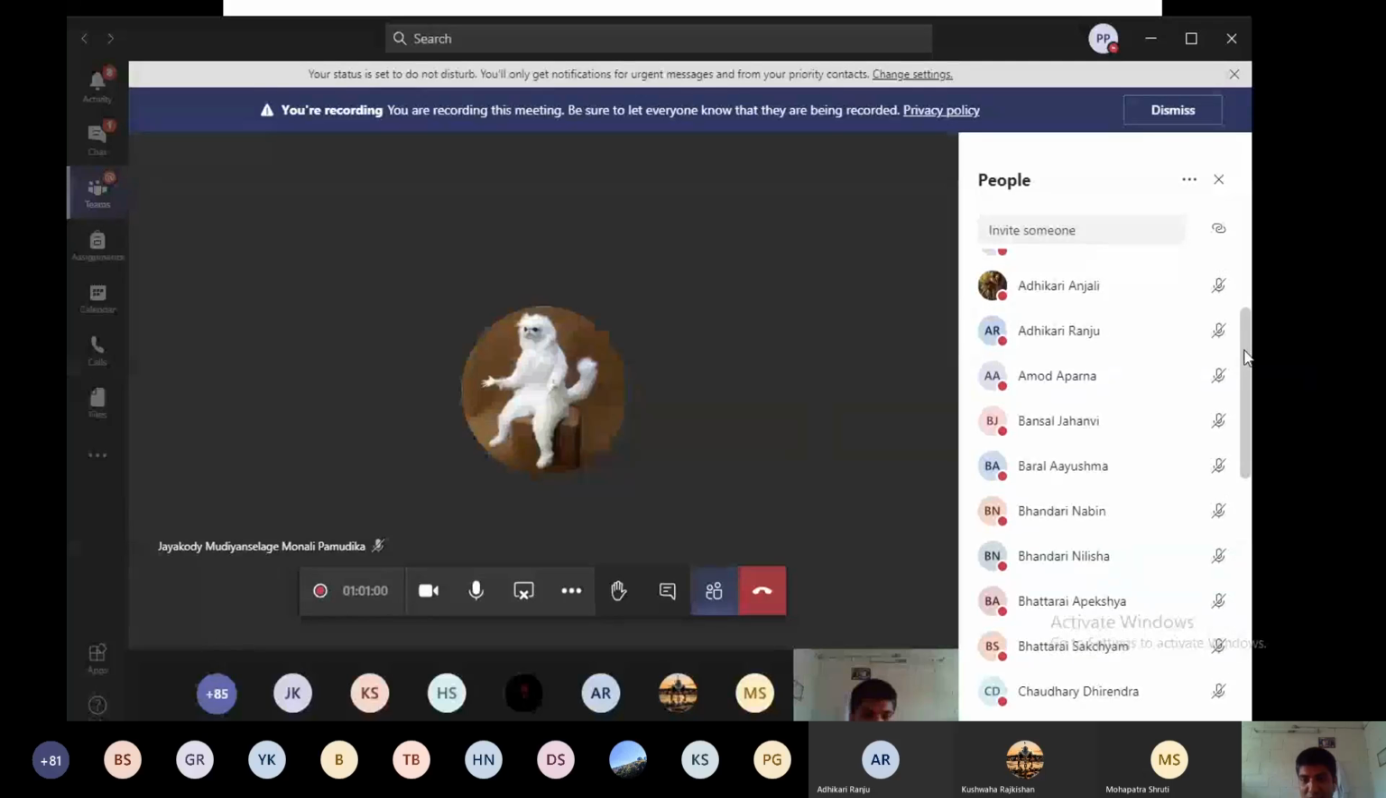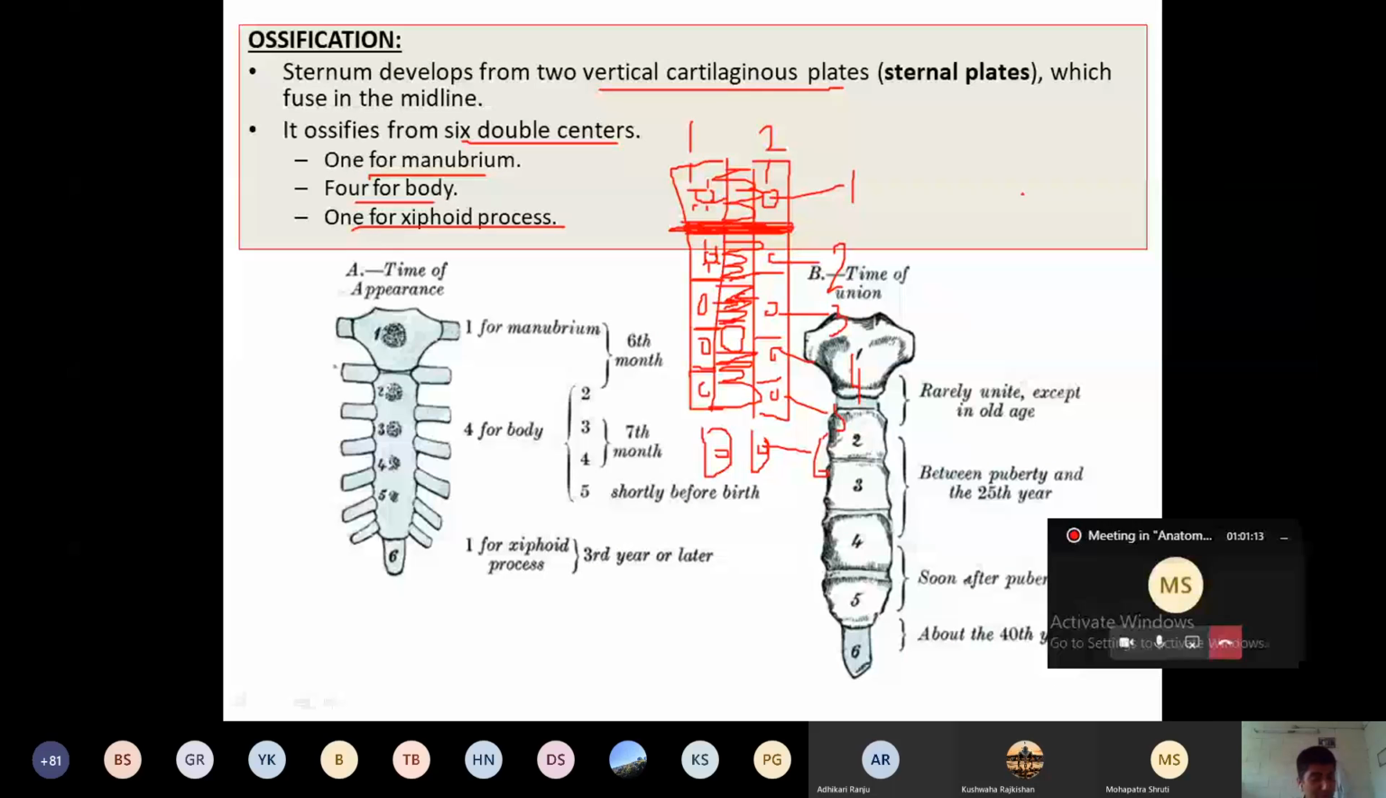Aisma Baral, I am picking you randomly. A very basic question I'll ask you. What are the three parts of the sternum? Manubrium, body, and xiphoid process. Yes, manubrium, body, and the xiphoid process.